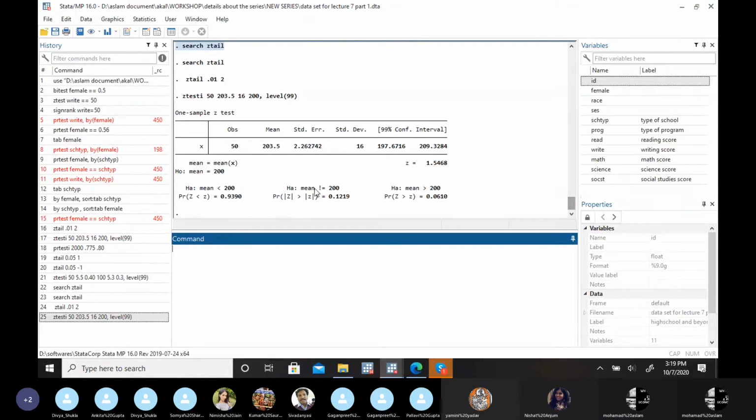This equal to is our null hypothesis. So this is a two tail case. So these are three possibilities, right? If the alternate is not equal to 200, it might be less than or greater than. So Stata provides you all the three options.